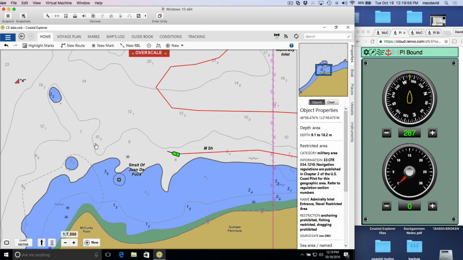So if you had this kind of chart running, you would get that alert from the vector charts and the Coastal Explorer set up with that alert system. And that's the point I wanted to illustrate here. We have more examples of this later.